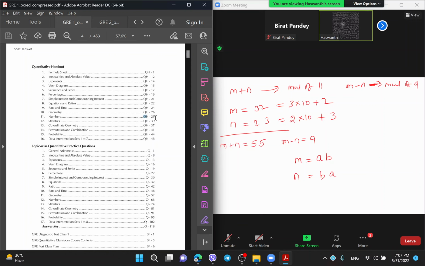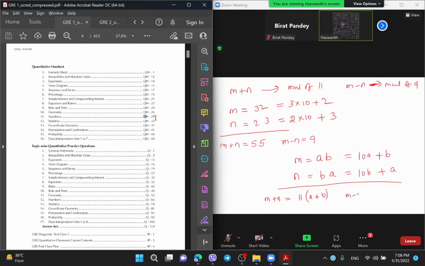Now, sum of M and N. Before finding that, let us expand this number AB. Tens place digit A into 10, 10A, plus units place digit B into 1, B. Similarly, BA: tens place digit B into 10, 10B, plus units place digit A into 1, A. Then sum of M and N is 10A plus A, 11A, 10B plus B, 11B, 11 of A plus B.